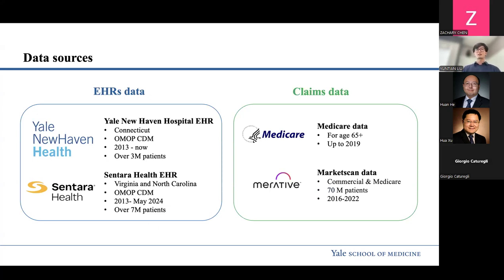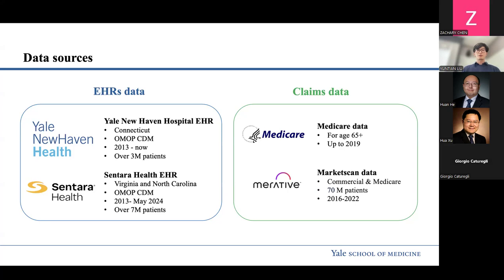So to answer this question, this is the data source we have. Like I said, our outcomes of interest are twofold. One is clinical, which is those biomarkers, and one is expenditure, which is related to the healthcare expenditure cost. For clinical outcomes, we have to use the EHR data. So this is the EHR data source we have.